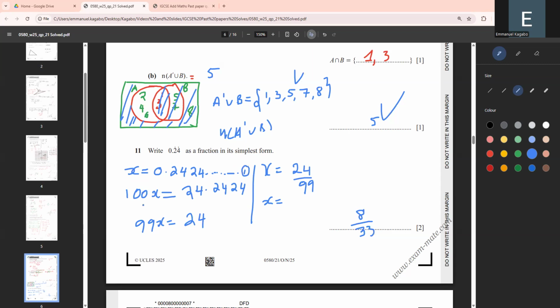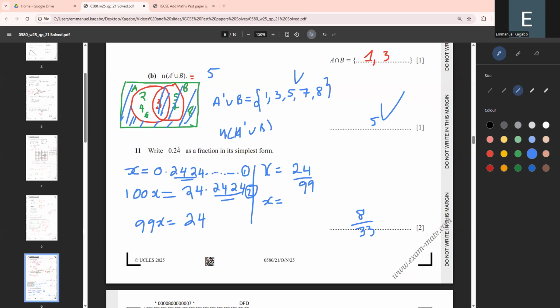This is my first equation, I multiply by 100. If I multiply 100 here, I'll get 100x. When I multiply here, I'll get 24.24, but I know they are still recurring. Because I wrote 4 numbers after the decimal point, I have to make sure there are also 4 here. That's why I wrote 2, 4, 2, 4. Okay? Now, get the second equation minus the first equation.